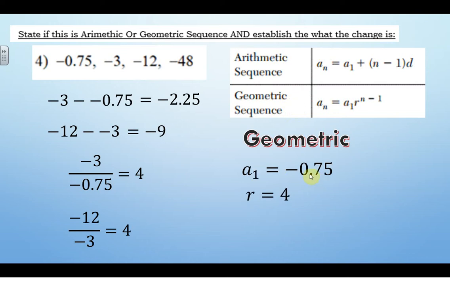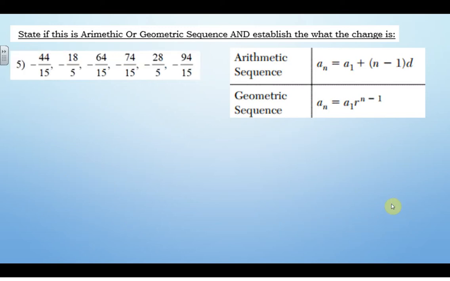So the a sub 1 is the first term. That's just whatever number's first in your list, in your sequence. And then you have your rate, plug it in. Do not multiply your r times your a sub 1. Just leave it like that. These cannot be multiplied. We should know that from our exponent chapter. And that's your formula. Okay? Ooh, fractions.